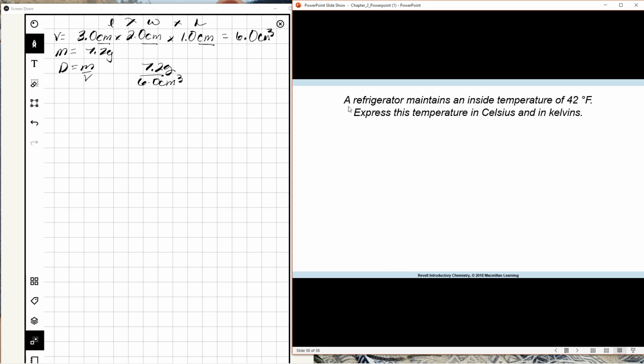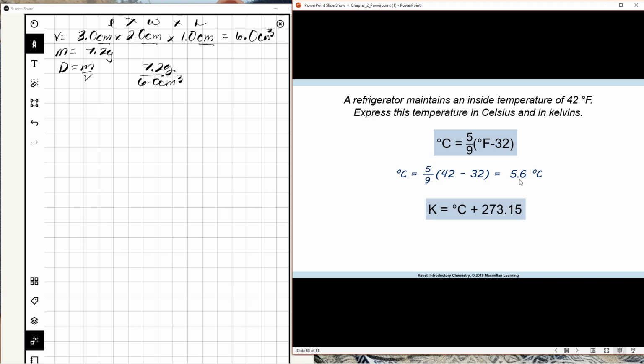All right, let's look at this problem. A refrigerator maintains an inside temperature of 42 degrees Fahrenheit. Express the temperature in Celsius and Kelvin. So now it wants us to just convert. Here is the equation for Celsius, so first we find out Celsius. We get 5.6 Celsius by plugging it into the equation. Basic middle school math. Now we're going to use the Kelvin equation. This is all just plug and chug. Take your 5.6 Celsius, plug it in, and get your answer just by adding. Don't make it more complicated than it is. You have an equation, plug the number in, solve it. The calculator basically does everything for you nowadays.